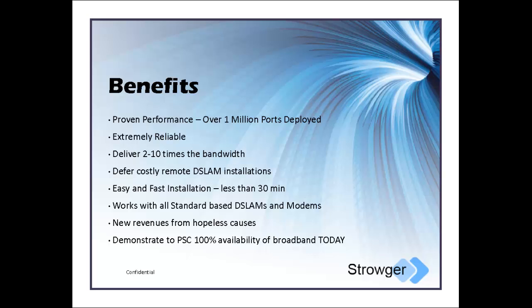These products also help you defer costly remote DSLAM installations. You know, the cost of installing a remote DSLAM can be $20,000, $30,000 if you include the cost of the fiber to the DSLAM or multiple T1s to the DSLAM. Whereas a loop extender is an easy, fast installation.